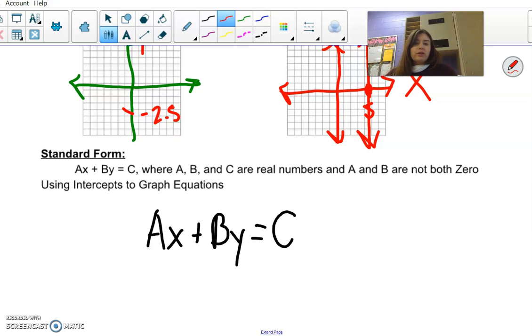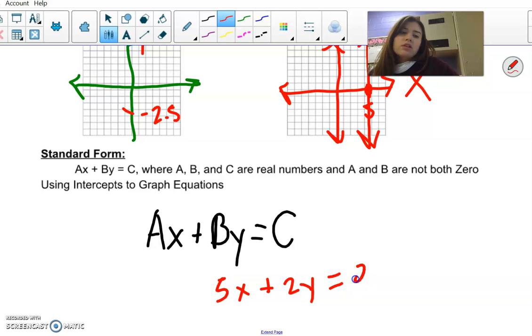Okay, so now we're learning about standard form. It's ax plus by equals c. So a, b, and c all represent real numbers. And a and b cannot both be 0. Those are just little rules we have to know. So this could be something like 5x plus 2y equals 28. You just remember a, b, and c are numbers, not variables. Our variables are x and y.